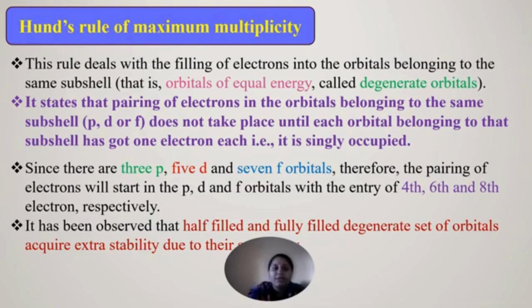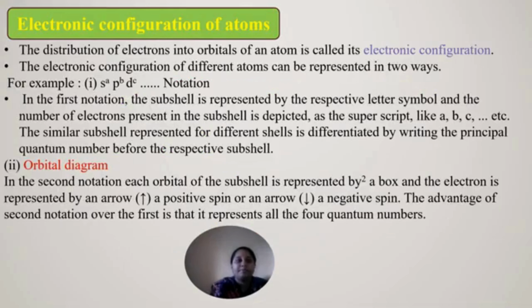There are 3 p, 5 d and 7 f orbitals. Therefore, the pairing of electrons will start in p, d and f with the entry of the 4th, 6th and 8th electron. Similarly, it is observed that half-filled and fully filled degenerate orbitals acquire extra stability due to the filling of electrons previously.